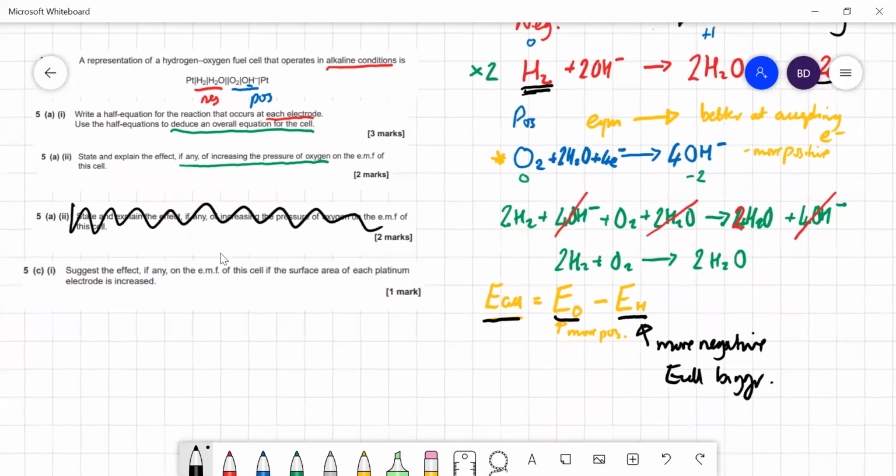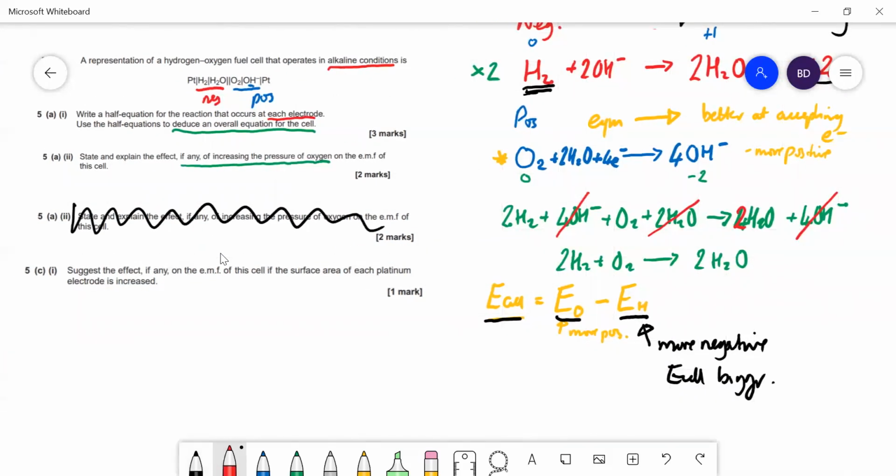Okay, and then finally, this question here, the effect of increasing the surface area of each platinum electrode. Well, the platinum is not a reactant, so if it's doing anything, it might be acting as a catalyst. So you've got more of a catalytic surface, so you'll increase the rate at which it attains equilibrium, but you won't change the position of any equilibriums, so E cell will be unaffected. And if you increase the surface area of the platinum electrode, you would almost certainly reduce the internal resistance of the hydrogen fuel cell, and that would be a good thing. But it's just asking about the EMF, and the simple answer is no effect at all.